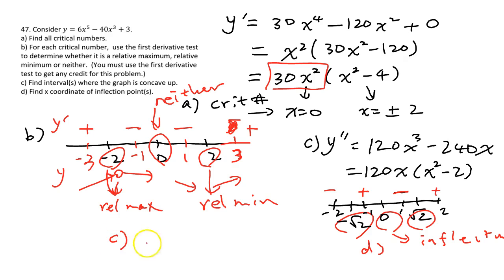To give you the answer to part C, concave up means second derivative is positive, so it's between here and after here. So the answer for part C is the interval negative radical 2 to 0 union radical 2 to infinity.